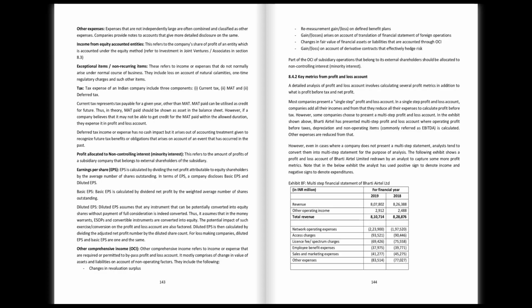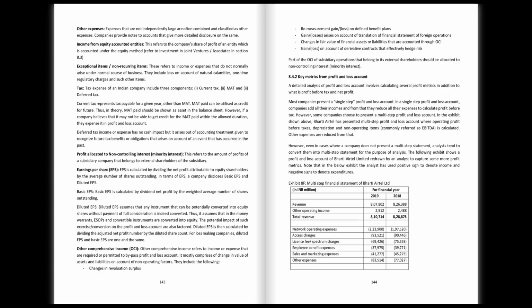Income from equity accounted entities. These refer to the company's share of profit of an entity which is accounted under the equity method, refer to investment in joint ventures or associates in Section 8.3. Exceptional items or non-recurring items. These refer to income or expenses that do not normally arise under normal course of business. They include loss on account of natural calamities, one-time regulatory charges, and such other items.